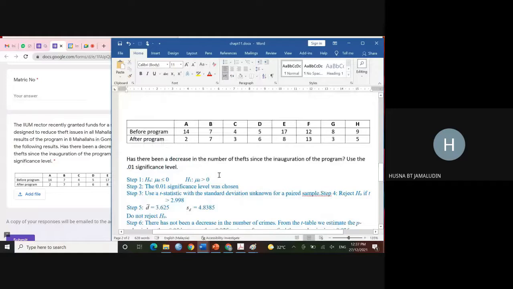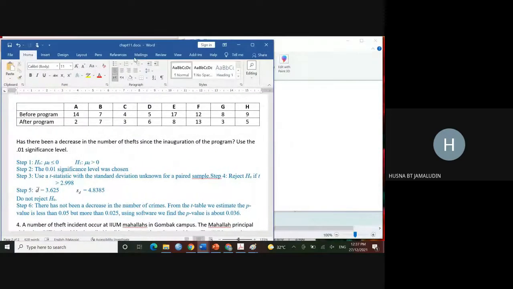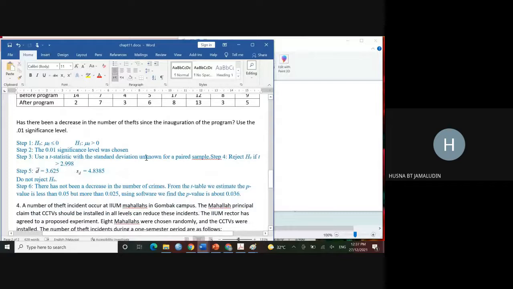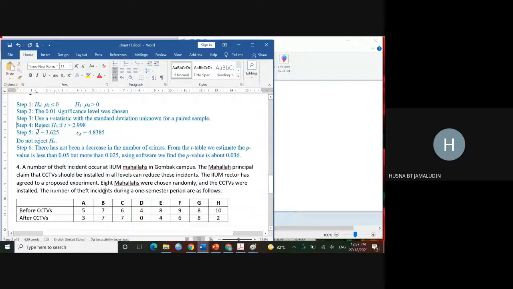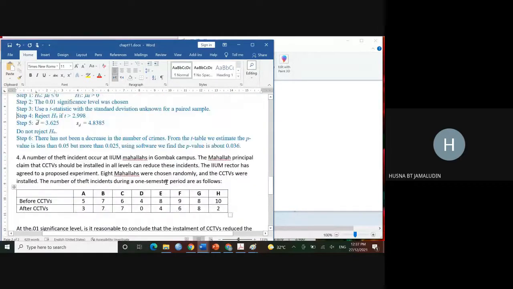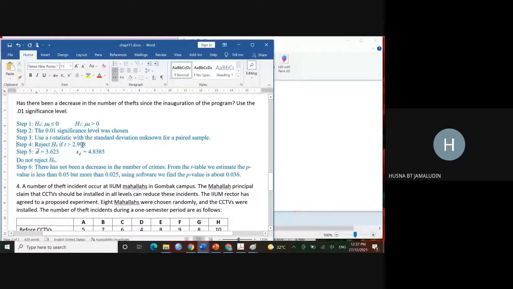So the T, I haven't computed it. Where is the T? This is step 4. They didn't even compute the T for you. This is the CV. Okay, they just give the CV, okay, don't worry.